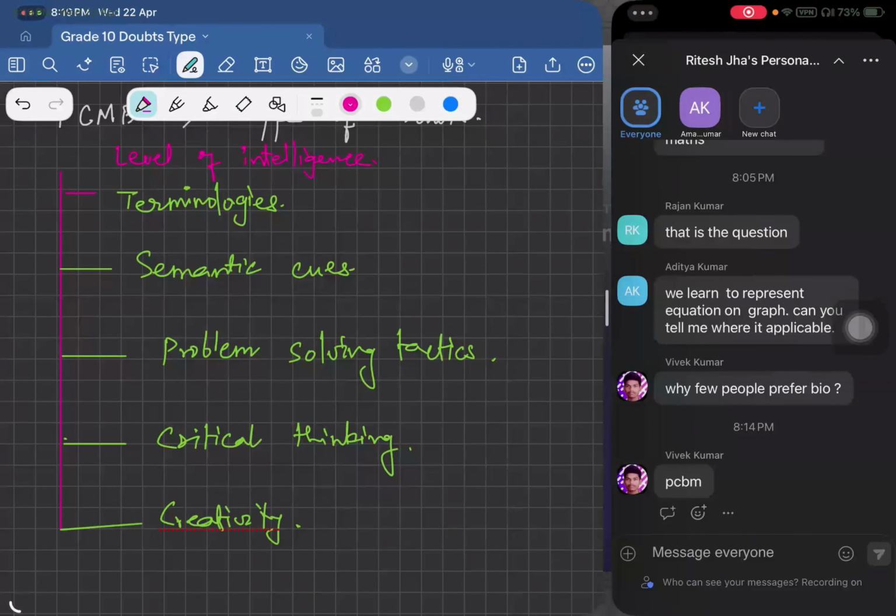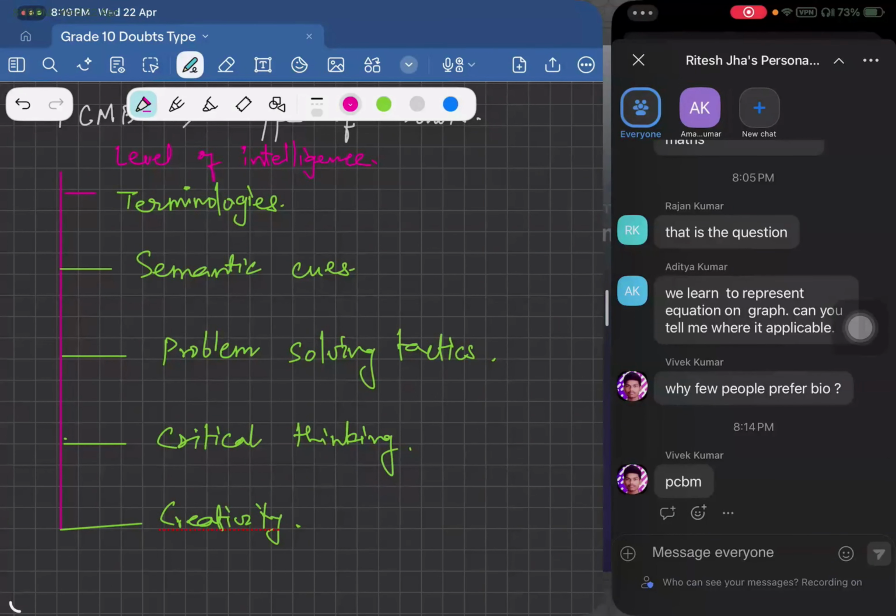Like here, if I tell you about the creativity, I know that there were these five levels of intelligence. I just creatively took an example of Zoom and explained these five levels of intelligence to you. So that was creativity from my end. Someone asked me about the application of maths, and I instantly took the example of AI. So that was creativity from my side.